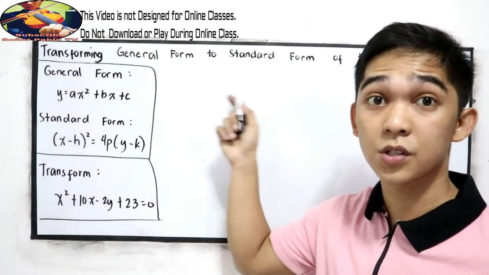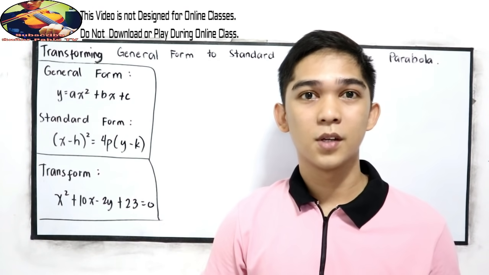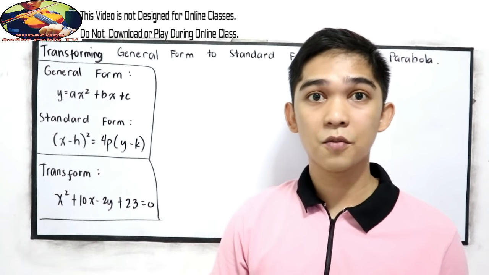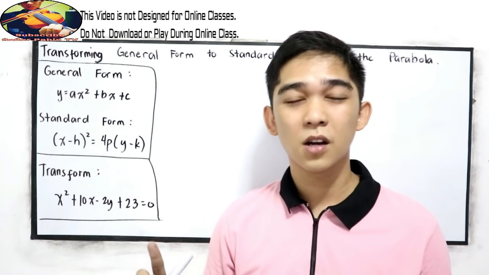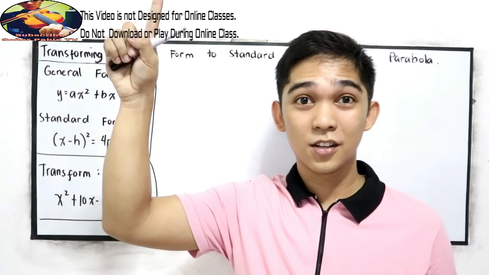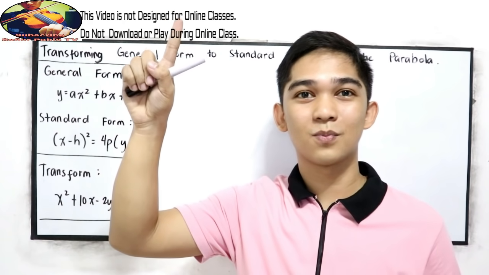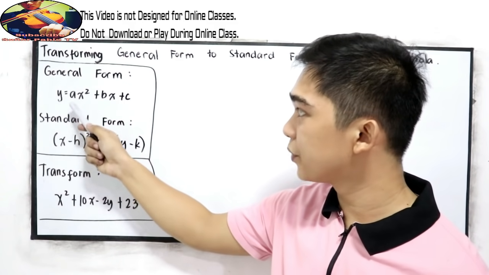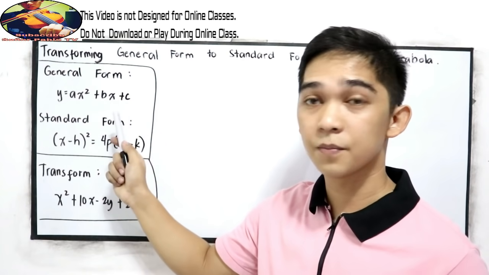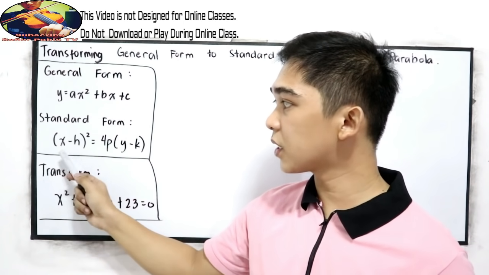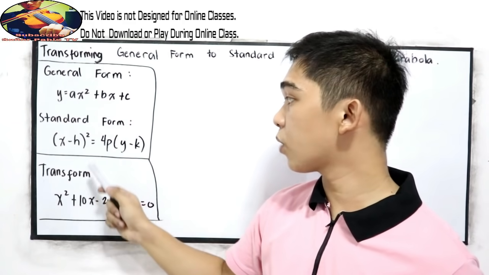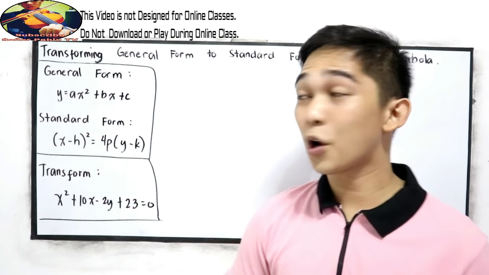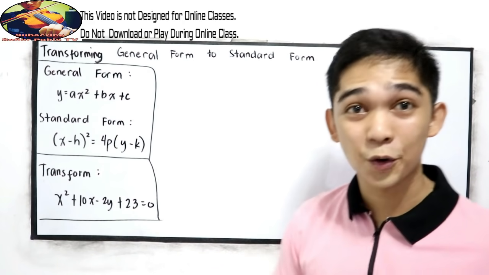Transforming general form to standard form of the parabola. This is the continuation of our lesson in our videos on parabola. If you haven't watched the video, please go to our playlist or just click the card so it will direct you to that video. The general form of the parabola is y is equal to ax squared plus bx plus c, while the standard form is quantity x minus h raised to 2 is equal to 4p quantity y minus k. We're going to transform into a standard form.